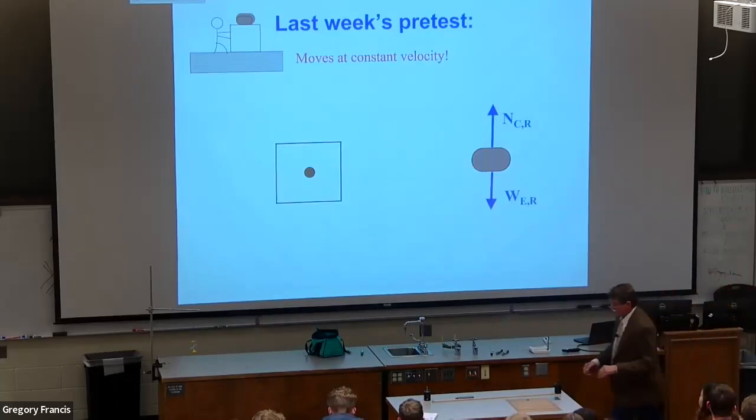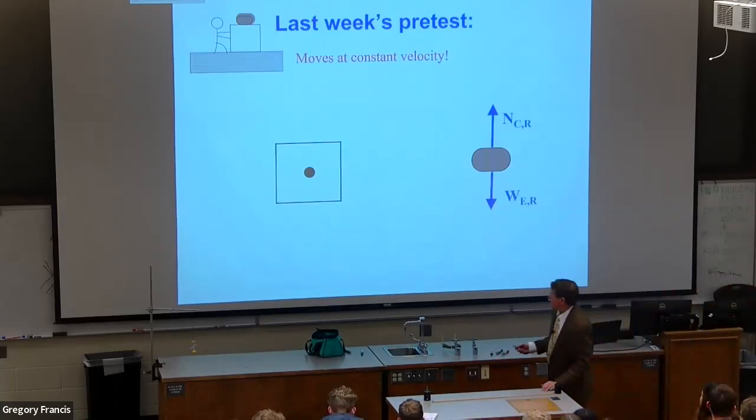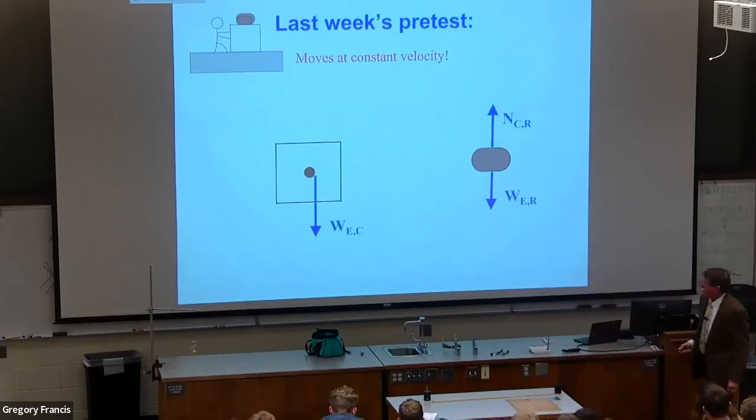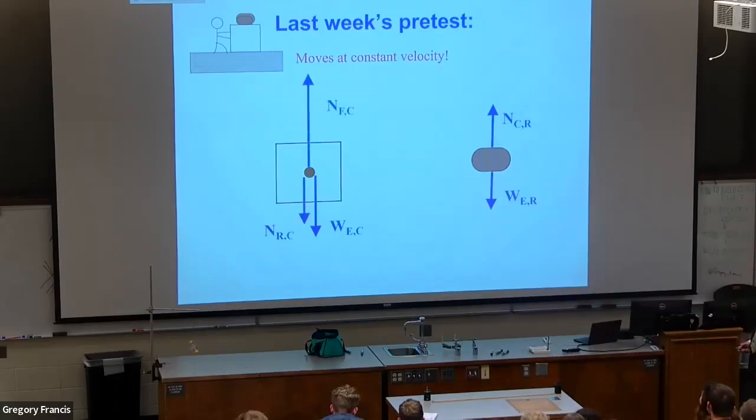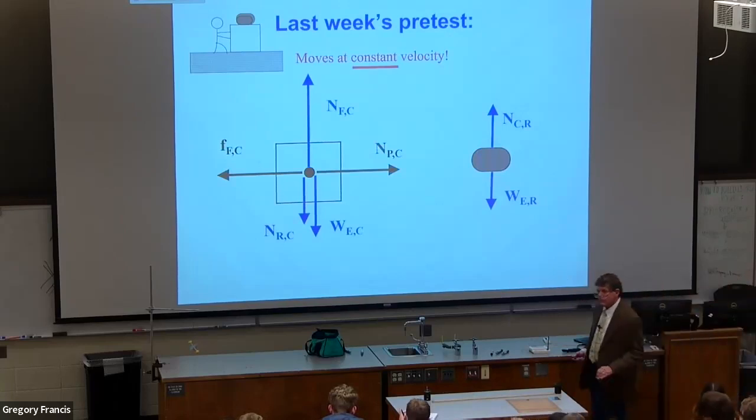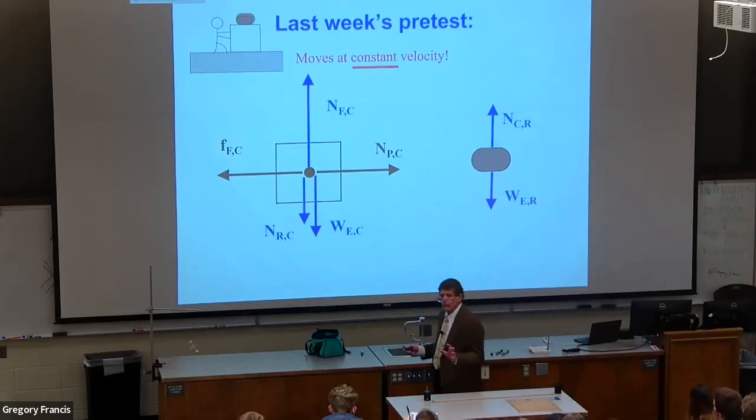Okay, so let's finish our free body diagram for the crate. I have the earth pulling down on the crate. I have the rock pushing down on the crate, and I have the floor pushing up on the crate. I know there's friction fighting the motion, and I know for constant velocity, I must be pushing with a force equal to that friction. Okay? Those are the correct free body diagrams.